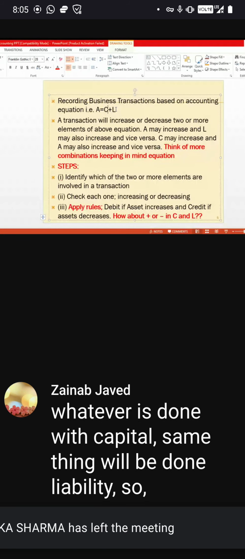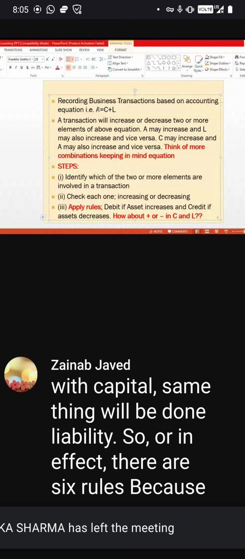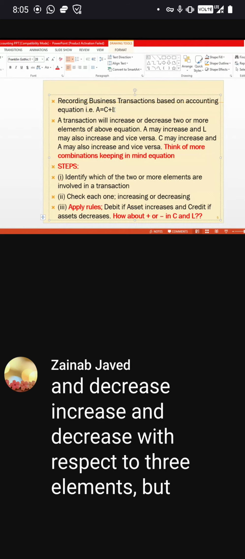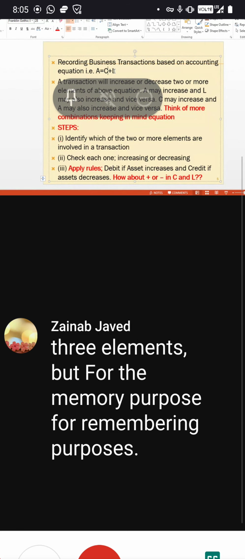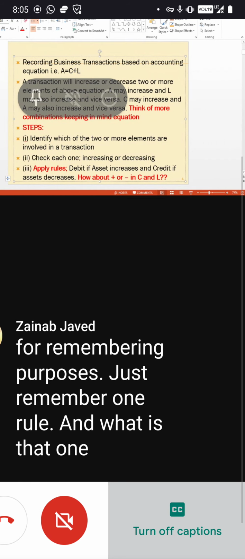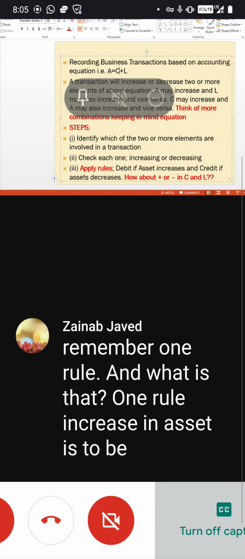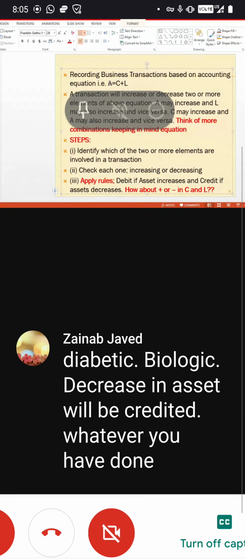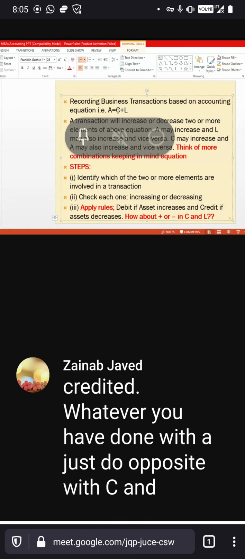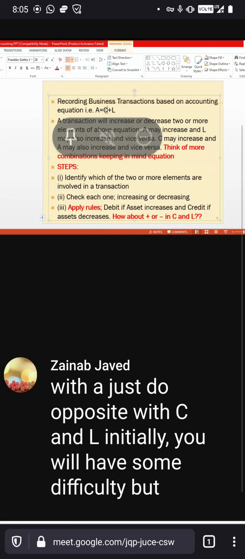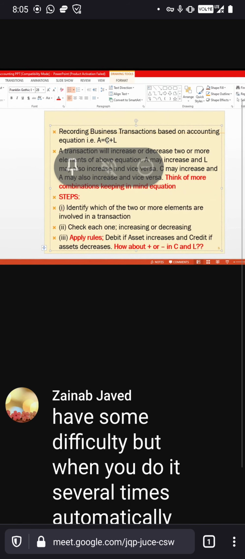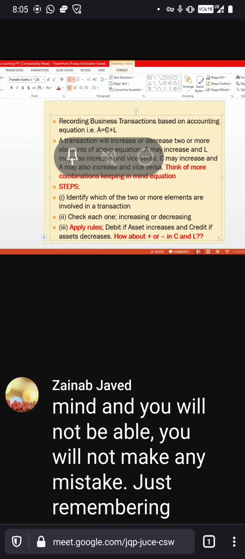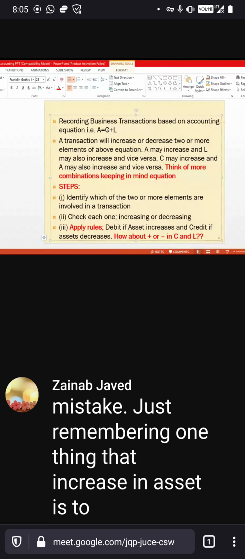So in effect, there are 6 rules, because increase and decrease with respect to 3 elements. But for remembering purposes, just remember one rule. And what is that one rule? Increase in asset is to be debited. By logic, decrease in asset will be credited. Whatever you have done with A, just do the opposite with C and L. Initially, you will have some difficulty, but when you do it several times, automatically it will be saved in your mind, and you will not make any mistake. Just remember one thing, that increase in asset is to be debited.